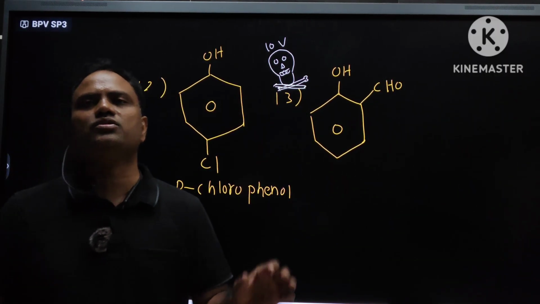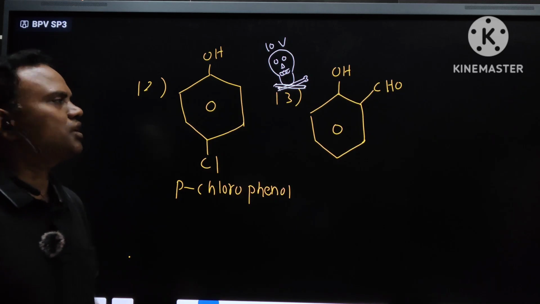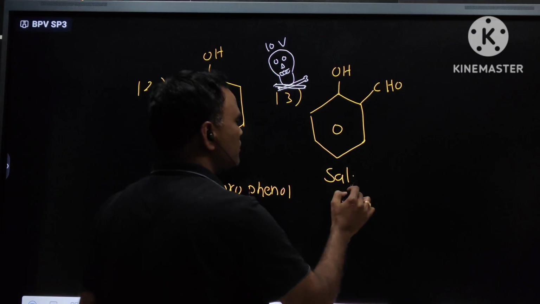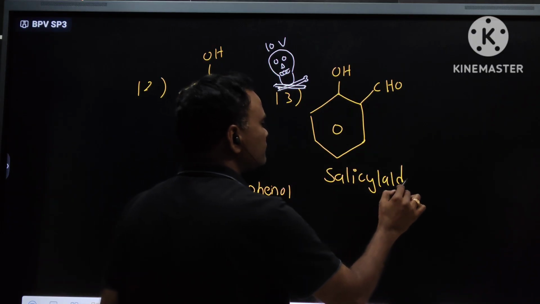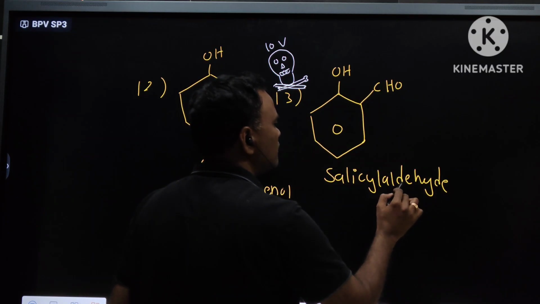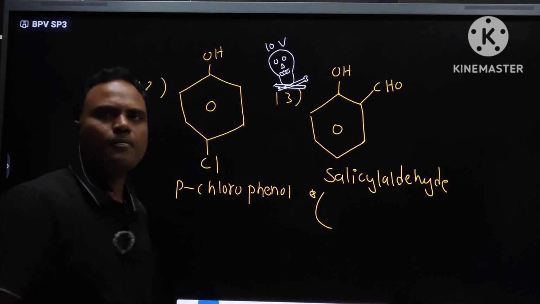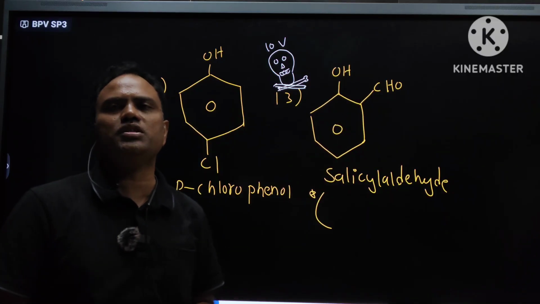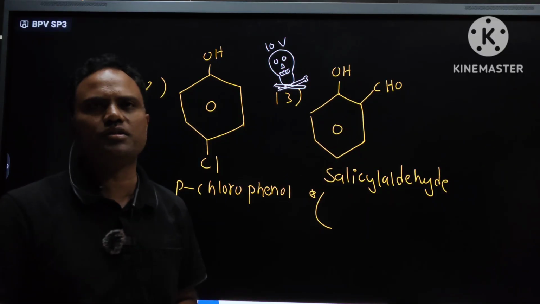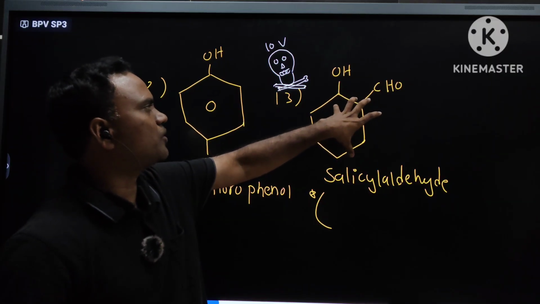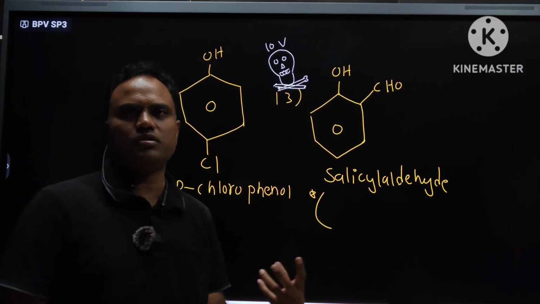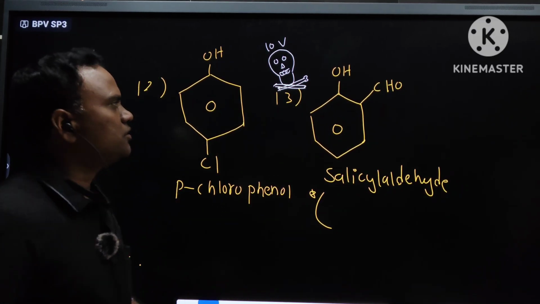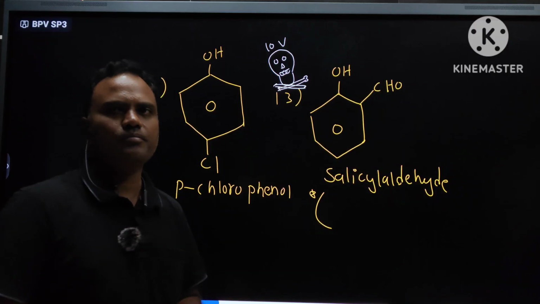When benzene ring contains OH and CHO, it is called salicylaldehyde, or it is also called by another name, ortho-hydroxy. OH is hydroxy; when OH is present as a substituent, we use hydroxy. Actually, this is the compound of the third lesson. Clear? But OH group is present, so I am giving it. We will get more practice in the next lesson.